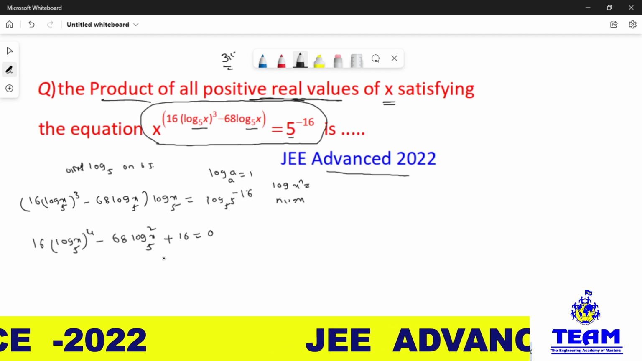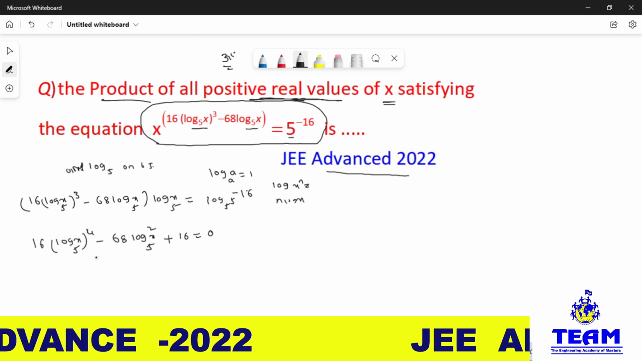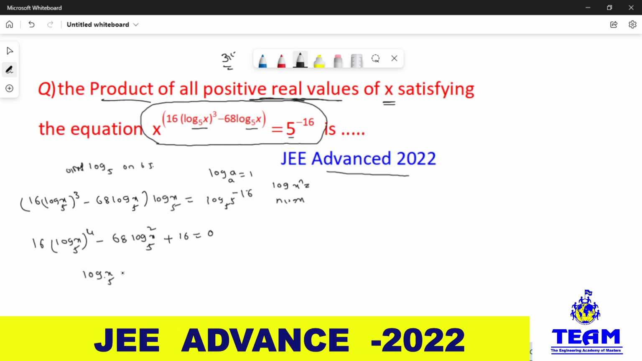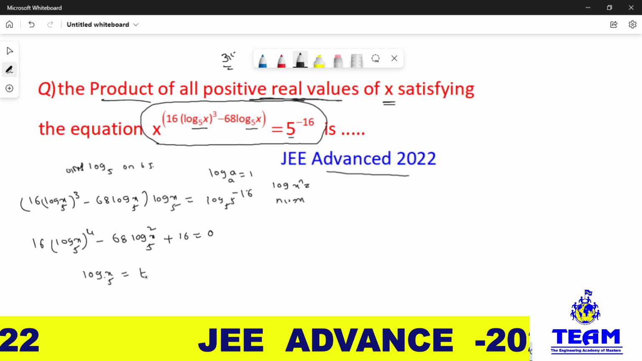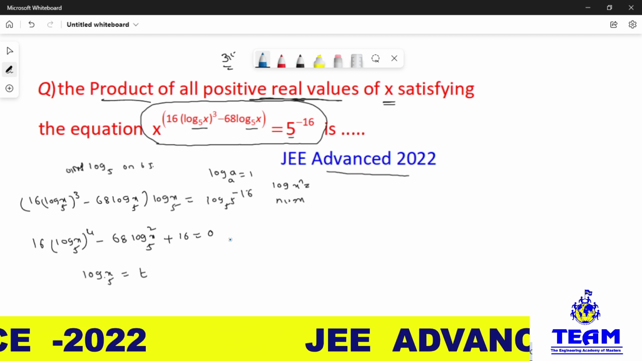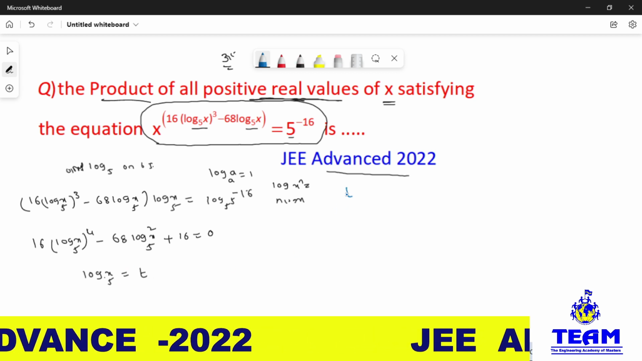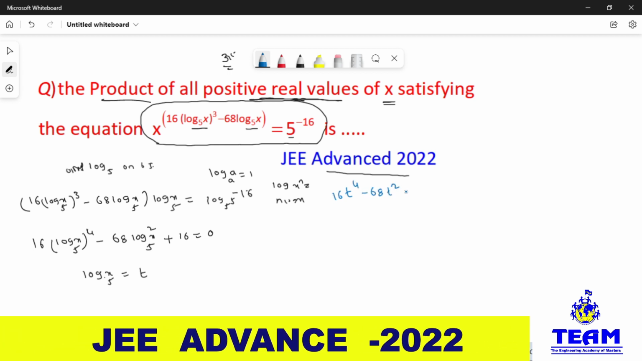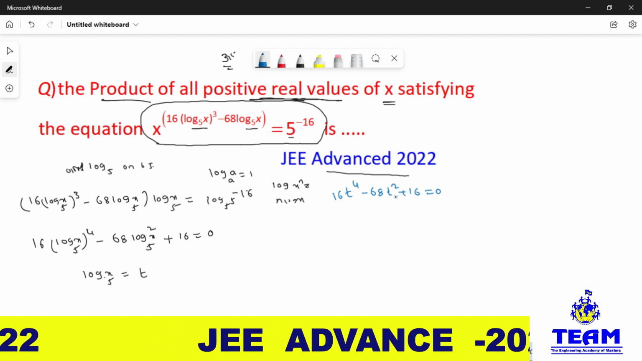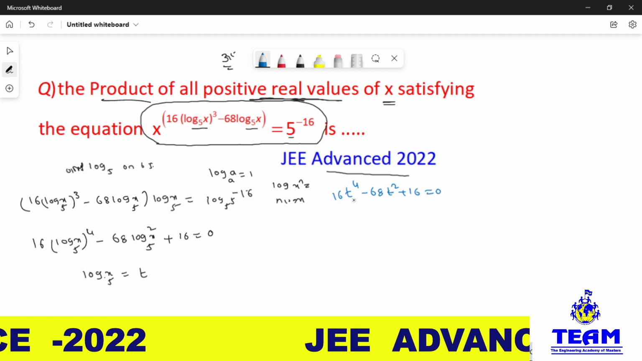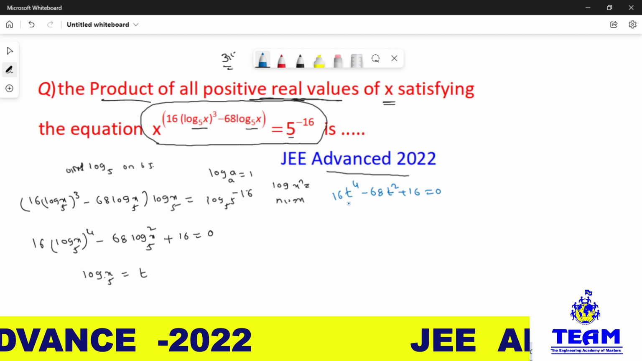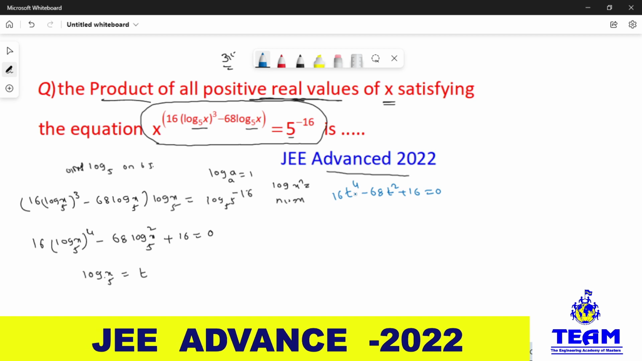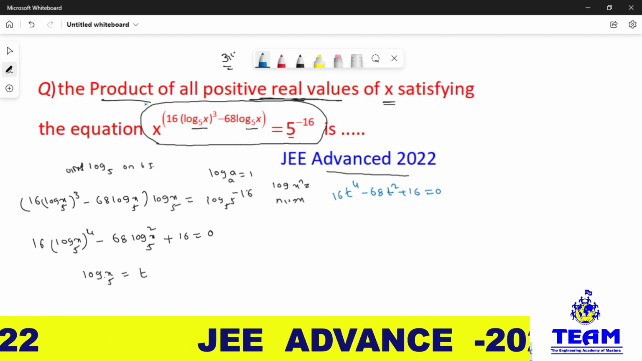Friends, now we have to simplify this equation, which is in terms of a logarithmic function. So it is better to take log x base 5 as t. Then the equation becomes 16t to the power of 4 minus 68t square plus 16 is equal to 0. Now we need to find the roots of this polynomial in terms of t. How many roots will we get here? Four roots, because t power 4 is there. Those roots' product you require.